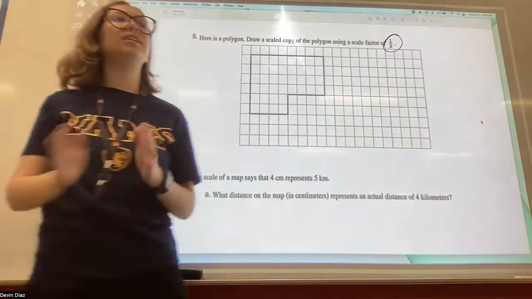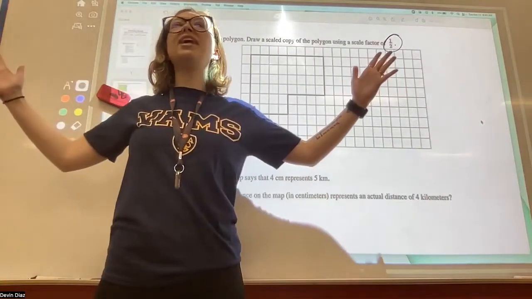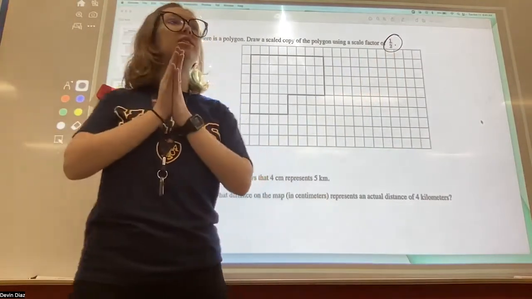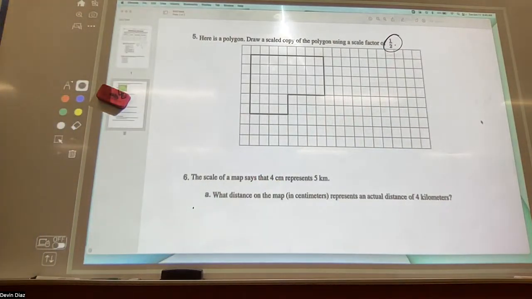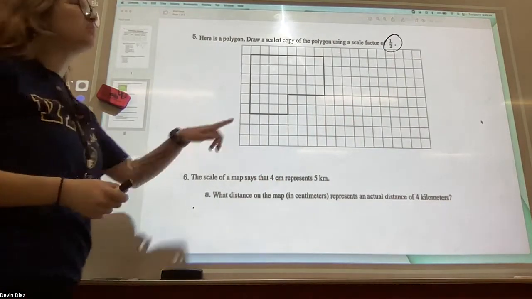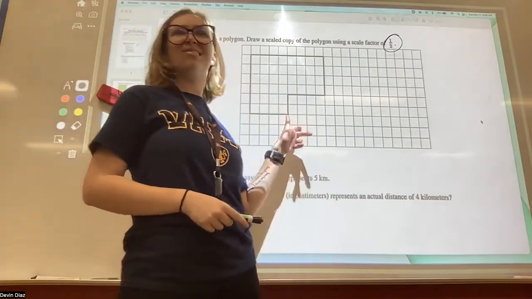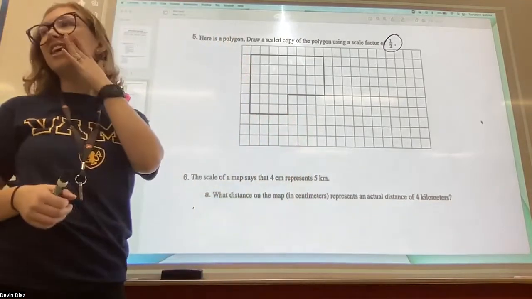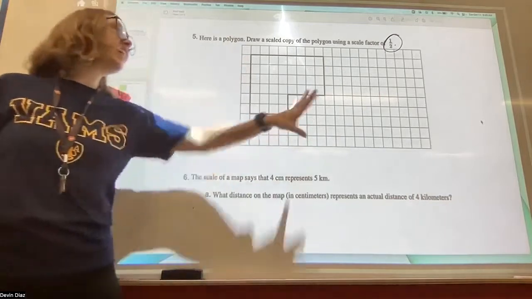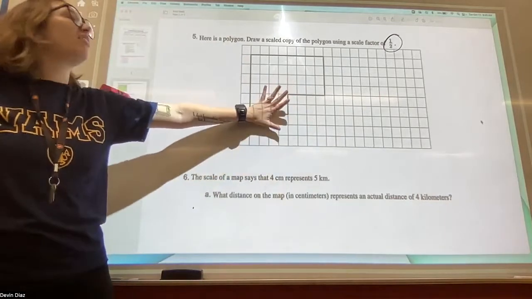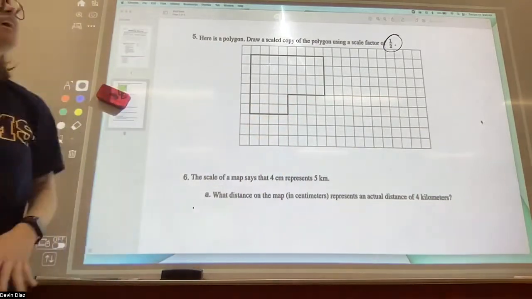Using our hands, is 1/2 going to expand or is it going to reduce? So show me in your hands. Excellent, it's going to reduce. This was also really helpful because can I fit a bigger one on here? I can't fit a bigger one on here, can I? Now, just because I can't fit a bigger one on here doesn't mean that's always the case, but we know 1/2 is reduced.